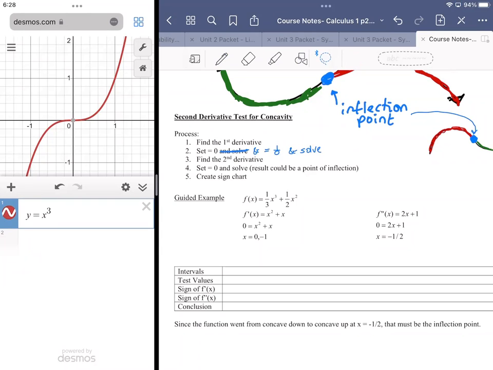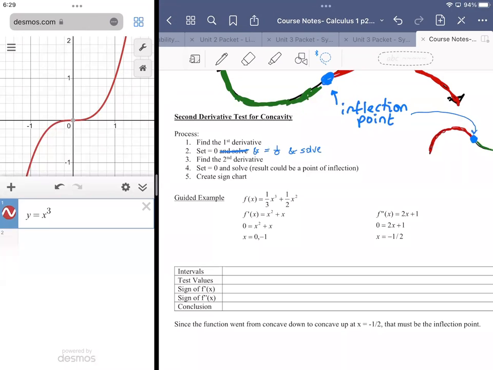Then you find the second derivative. That one you only set equal to 0. The result is a possible point of inflection. It's not a guaranteed point of inflection, it's a possible point of inflection. Step 5 in this process is probably the most useless step, because it's create a sign chart. Congratulations, you created a sign chart. What about the sign chart is going to tell us anything? Well, that's the important thing.